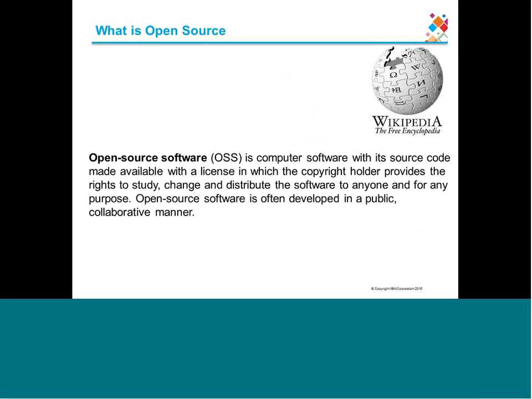Open source is a term that's used in many respects, probably overused, but nonetheless, our friends from Wikipedia give us lovely definitions for things, and here's what they've defined open source to be: computer software that's made freely available through some kind of a license, in which a copyright holder provides the rights to study, change, and distribute the software to anyone for any purpose. It's often built in a public, collaborative manner, so it's built by the community. It's really a fascinating process, open source.